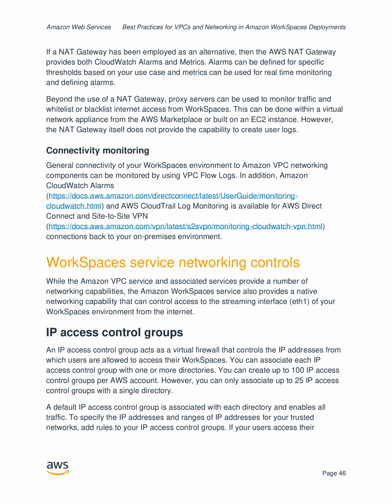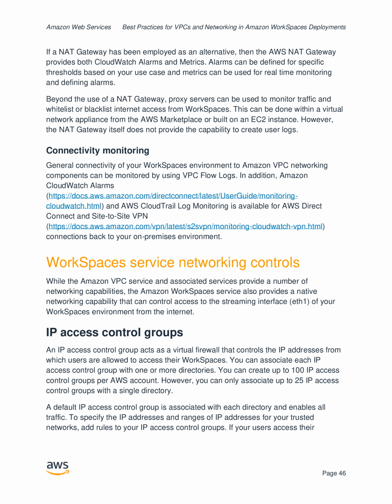WorkSpaces service networking controls. While the Amazon VPC service and associated services provide a number of networking capabilities, the Amazon WorkSpaces service also provides a native networking capability that can control access to the streaming interface, ETH1, of your workspace's environment from the Internet. IP access control groups. An IP access control group acts as a virtual firewall that controls the IP addresses from which users are allowed to access their workspaces. You can associate each IP access control group with one or more directories.